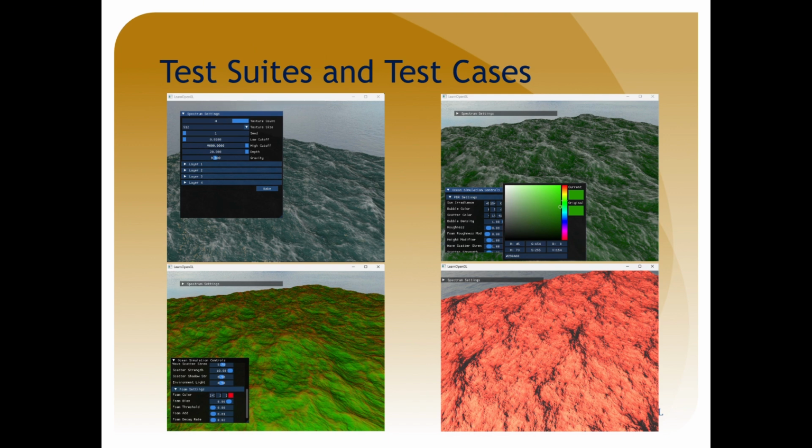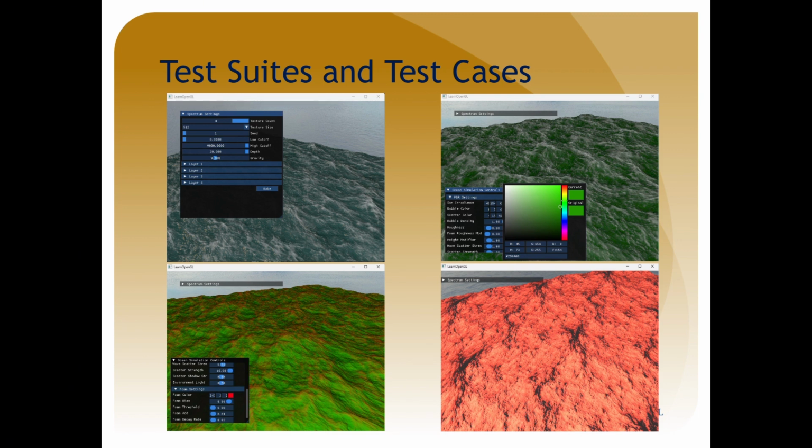Here we have our test suites and test cases. The first test case is the spectral parameter testing, where we tested different texture sizes, spectrum depths, and wave generating parameters, assessing how they affect both quality and performance across various resolutions. Visual fidelity testing is the next one, and this test includes checking the realism of ocean color, transparency, and wave patterns, as well as how foam and bubbles affect behaviors.